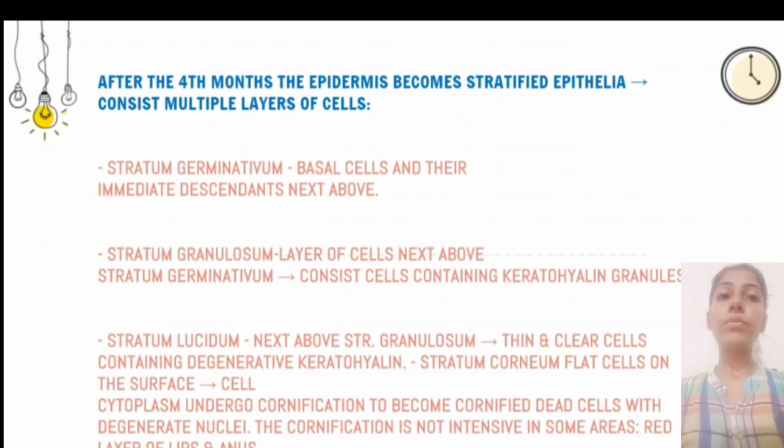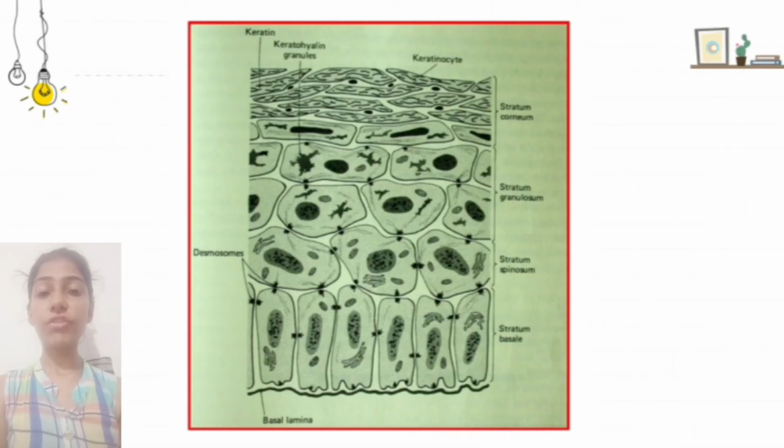Stratum corneum: flat cells on the surface. Cell cytoplasm undergoes cornification to become cornified dead cells with degenerate nuclei. The cornification is not intrusive in some areas, such as the cell layers of lips and anus. This is a picture of the epidermis.